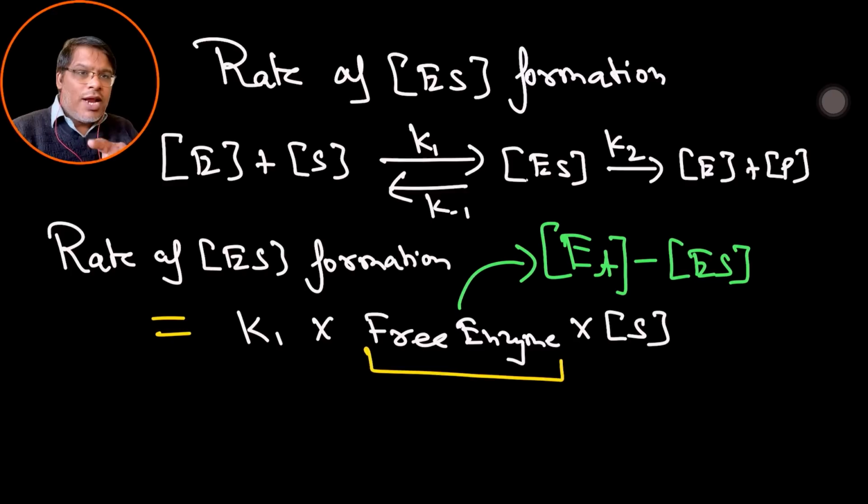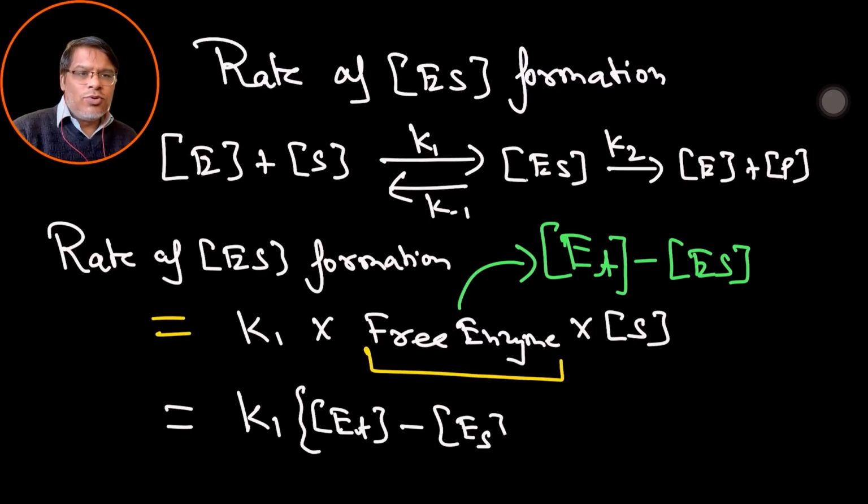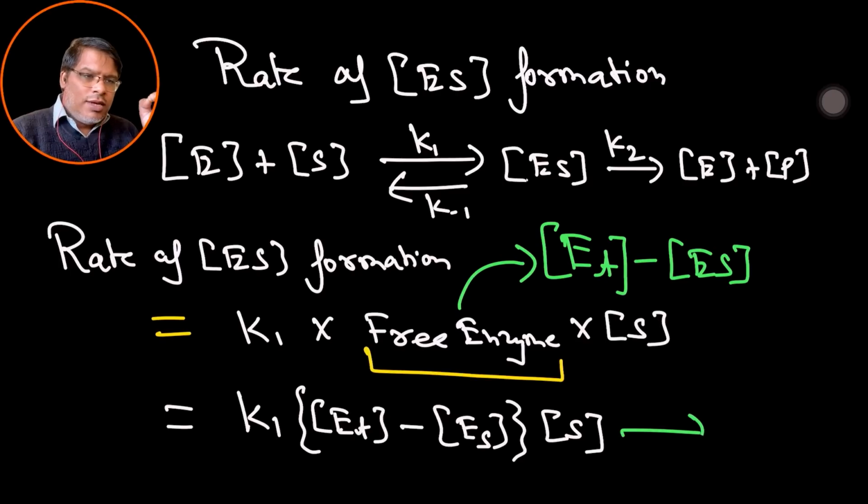So the rate of ES formation, you can write as K1 times (total enzyme E_T minus ES, capital S, please correct this), multiplied by the concentration of the substrate. Keep in mind this is equation number 2.